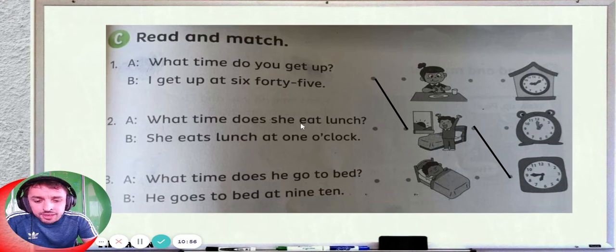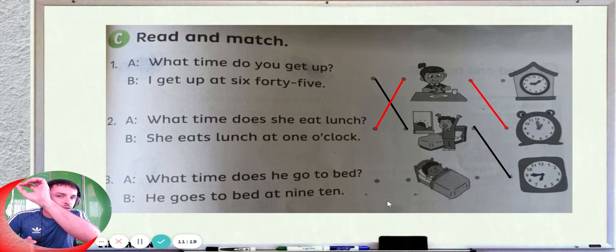What time does she eat lunch? Okay, so where's eat lunch? Is it this one or this one? That's right, it's this one. So we draw the line. She eats lunch at 1 o'clock. Okay, where is 1 o'clock? Is it this clock? Or is it this clock? That's right, it's this one. So we draw a line here. Boom. Okay, so that's activity C. Just draw a line to match the picture with the clock.